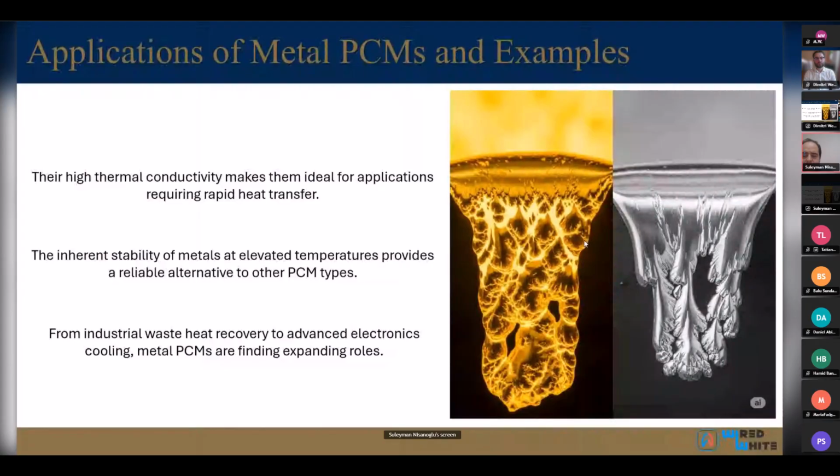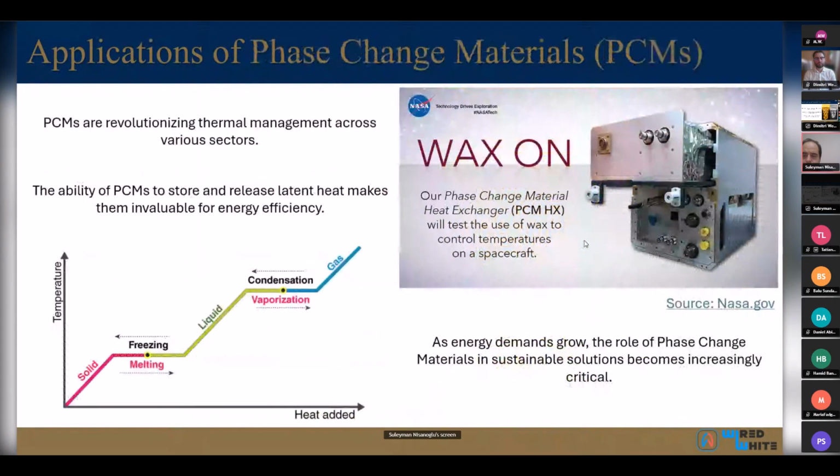For low temperature application, cesium, gallium, indium, bismuth are used. Phase change materials are used in a wide range of fields. For example, in industrial systems, phase change material can be placed around a large pipe heat exchanger to store thermal energy, such as Wax-on, a product of NASA. The energy of hot fluid flowing inside the pipe is absorbed by the surrounding phase change material and stored for later use.